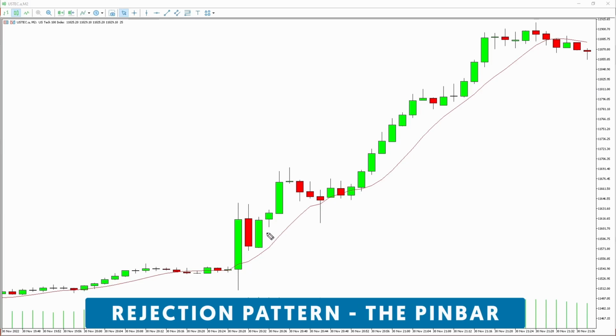So here we have another uptrend. We have the moving average, which is this line that you can see here, and you see the price jumping on the moving average. And the second type of pattern that I like to enter my trades is this candle here. It has a small body and then it has a big wick at the bottom.